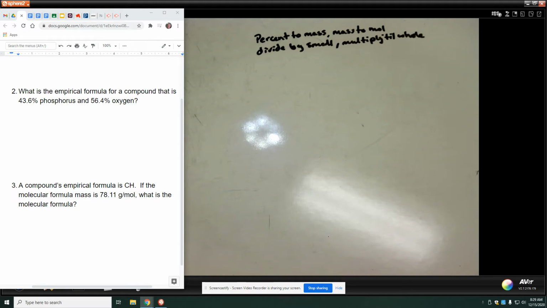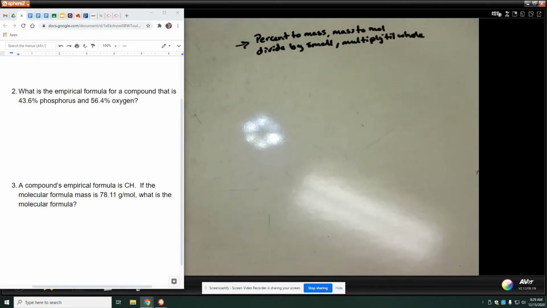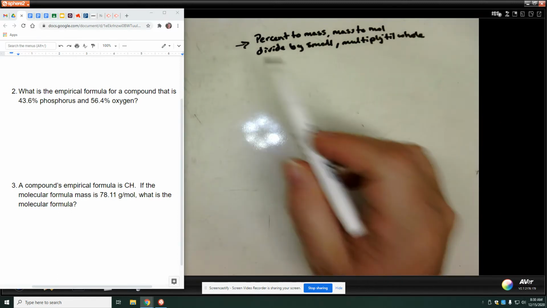This video is going to review empirical and molecular formula calculations. An empirical formula is the lowest whole number ratio of atoms. It's important because we can find that from laboratory data, and so we can figure out what a substance is. The little rhyme that helps us remember all the steps in calculating an empirical formula is right here.